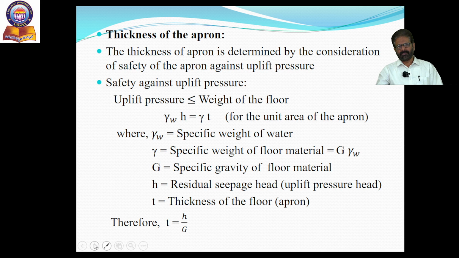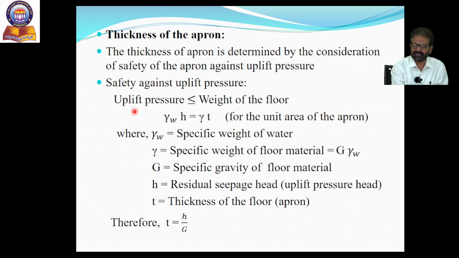You are all aware this seepage water will exert certain pressure which is acting vertically upward. That is called uplift pressure. The necessary condition for safety against uplift pressure has a simple reason. Uplift pressure is acting vertically upward, so to nullify or balance this uplift pressure, we need to provide sufficient thickness of the apron. Therefore, the self-weight of the floor, the self-weight of the apron itself, resists this uplift pressure. Accordingly, the necessary condition is that uplift pressure should be less than or equal to weight of the floor. So this is the necessary condition, and accordingly we have to fix the thickness.